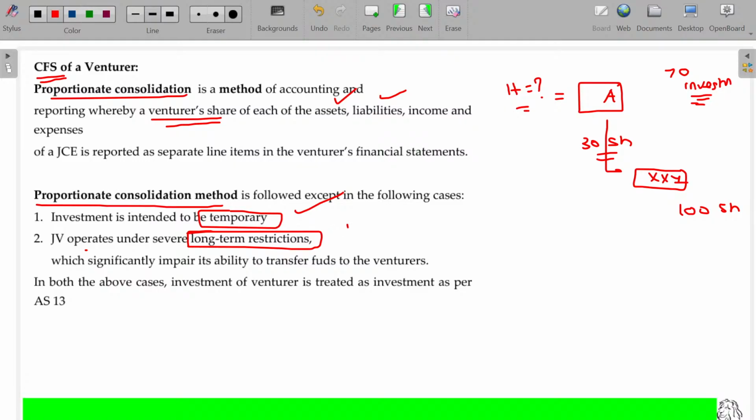In that case, the proportionate consolidation method is not required to be followed, as restrictions significantly impair its ability to transfer funds to the venturer. This is the case. In both the above cases, the investment of the venturer is treated as an investment as per AS 13 only. You need not incorporate it as per AS 27. AS 27 will be applicable only if you are going to prepare CFS. Else it is not going to be prepared at all.